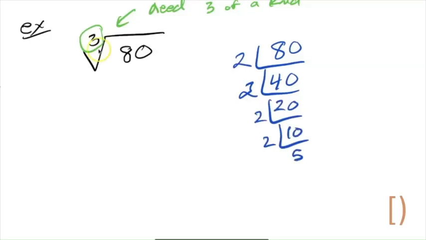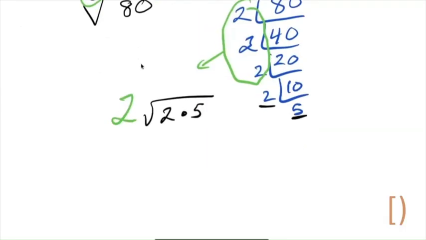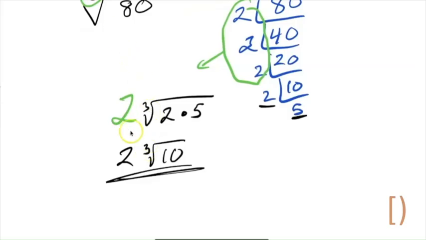Now it's cube roots. I need 3 of a kind. These 3 make a 2 on the outside. And then all these guys are lonely, including that extra 2. 2 and a 5, they're on the inside, they're together. I get 2 square root of 10. Oh, sorry. 2 cube root of 10. There we go. It's a cube root, not a square root. Don't make the same mistake I did. It has to still be a cube root.